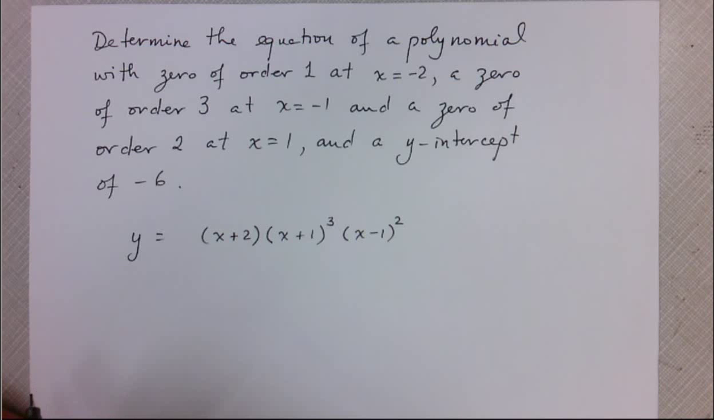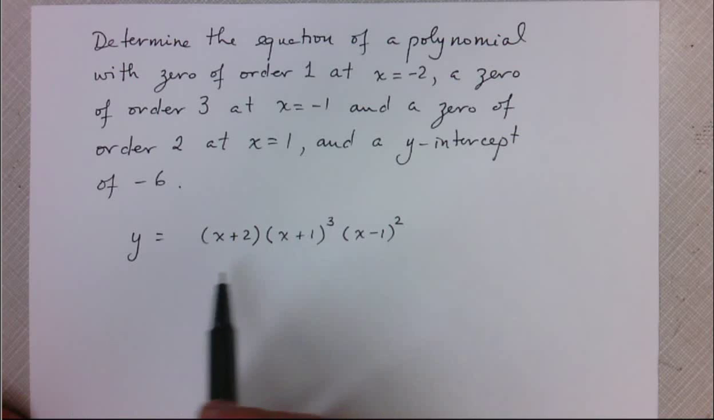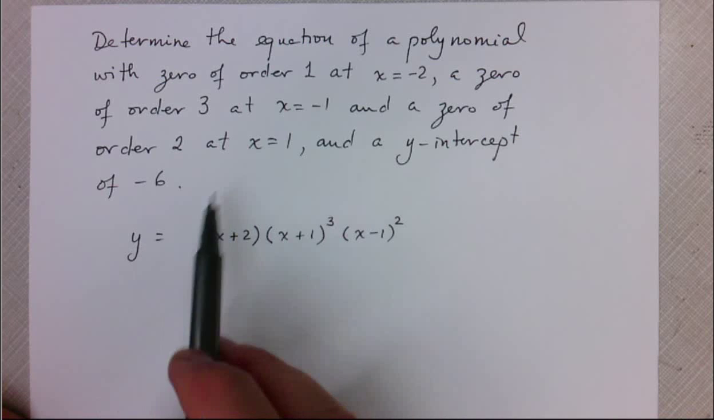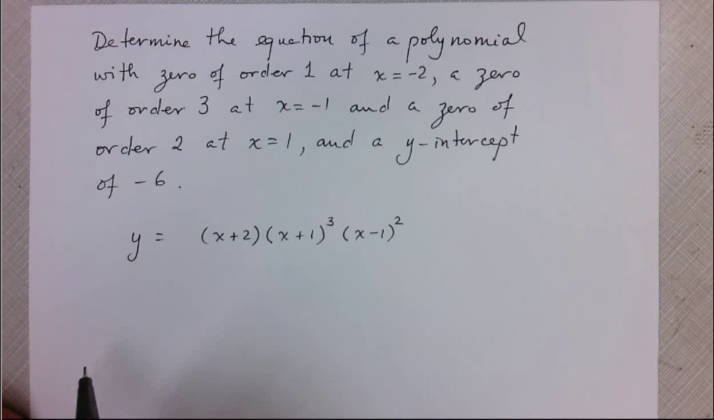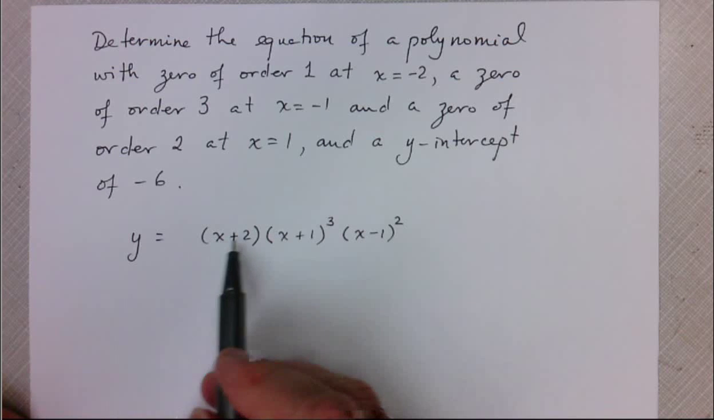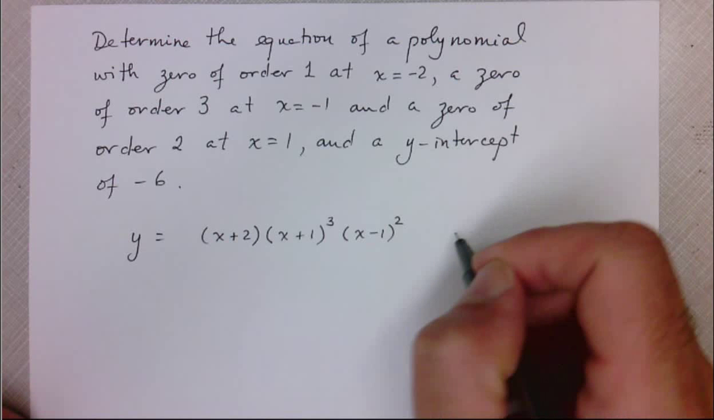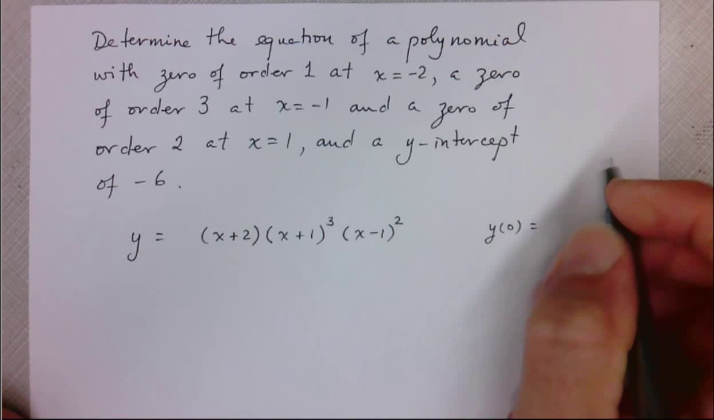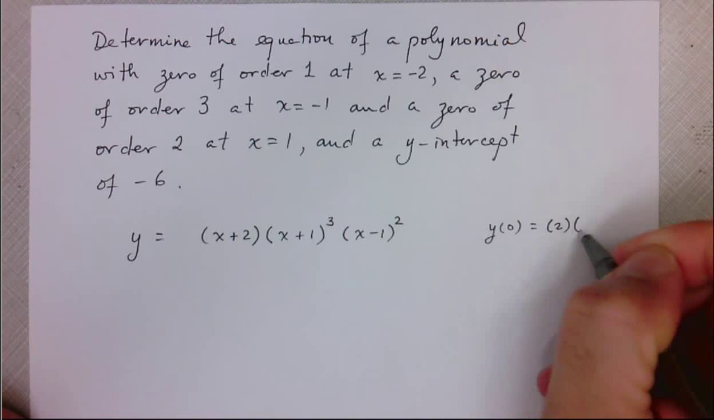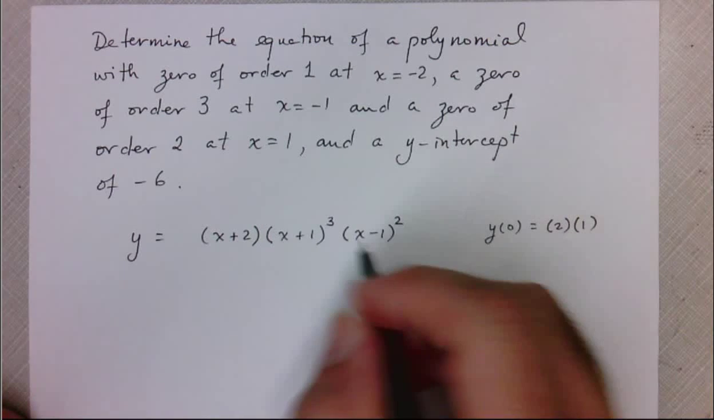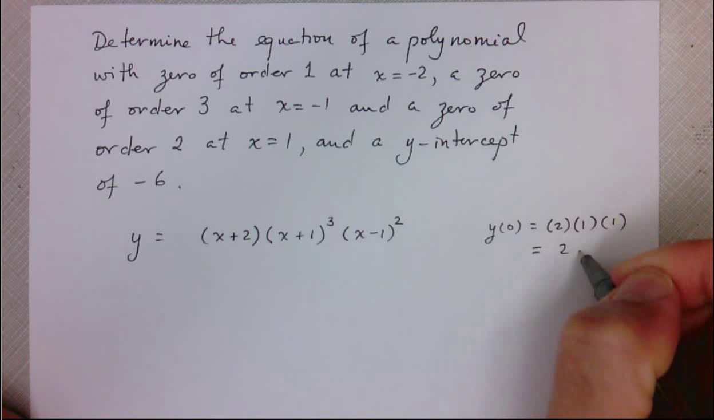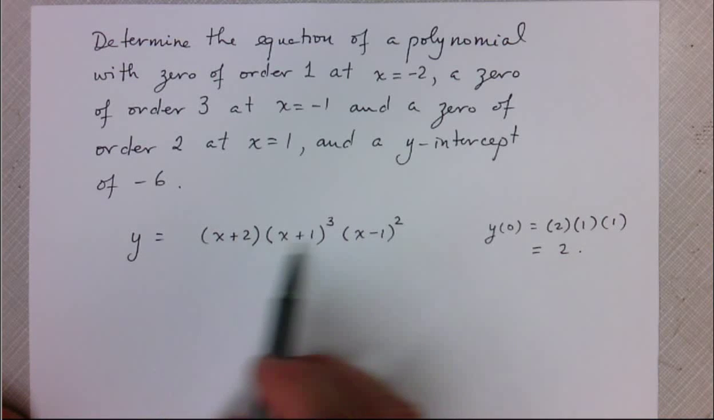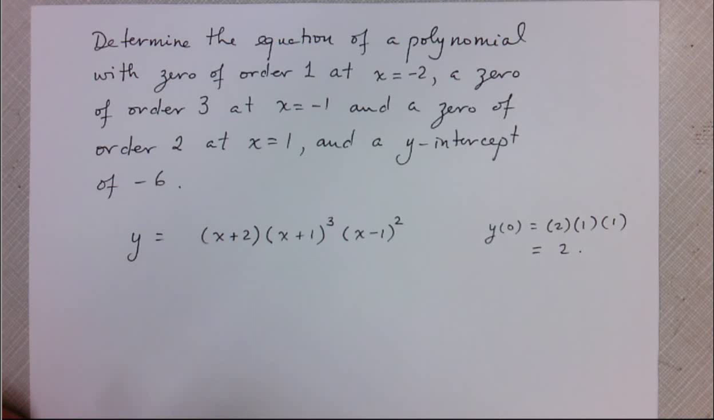Now let's just see what happens here. I actually don't even need to think about expanding it out. Let's just replace x equals 0 into this equation to see if it gives us a y-intercept of -6. We have 0 plus 2 is just 2, and then 0 plus 1 is 1, cubed is just 1, and then 0 minus 1, so -1 squared, which is again 1. But we see that with this equation, the y-intercept is equal to 2, not -6.